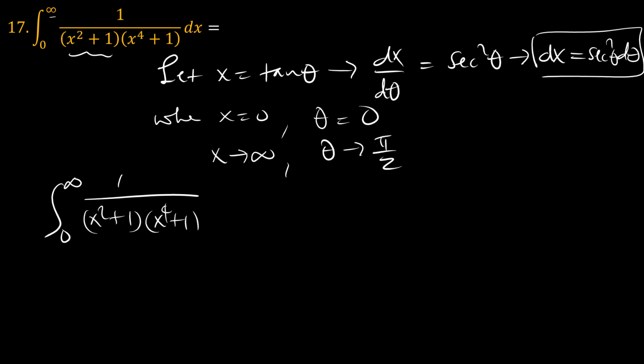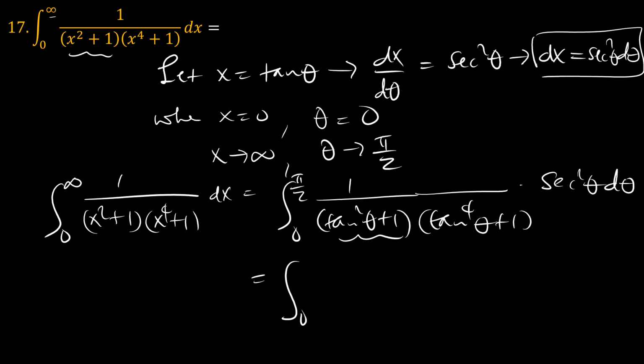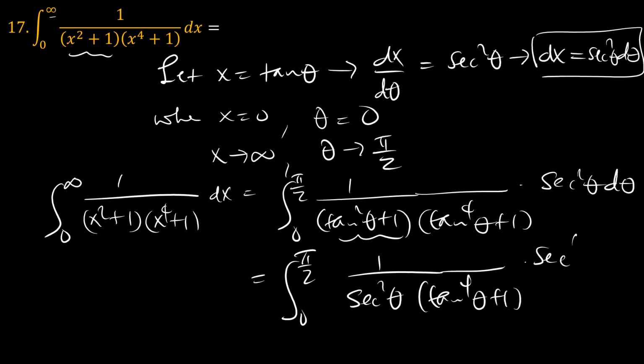the fourth plus 1, is the same as 0 to pi over 2 of 1 over tangent squared theta plus 1 times tangent to the power 4 theta plus 1, times sec squared theta d theta. So since tan squared theta plus 1 is the same as sec squared theta, we have 1 over sec squared theta times tangent to the power 4 theta plus 1 times sec squared theta d theta. And we see these cancel, right? So our problem has essentially reduced to 0 to pi over 2 of 1 over tangent to the power 4 theta plus 1.